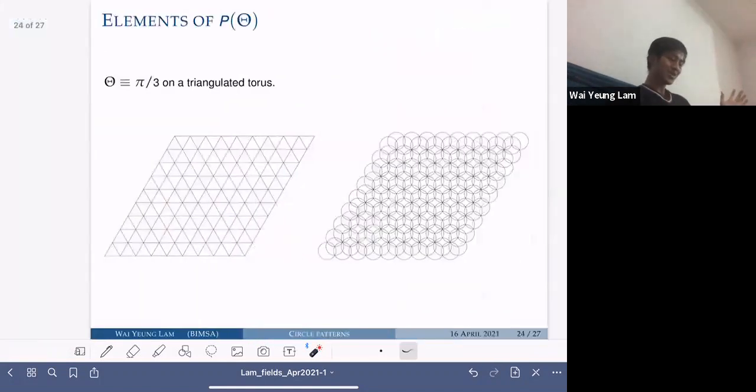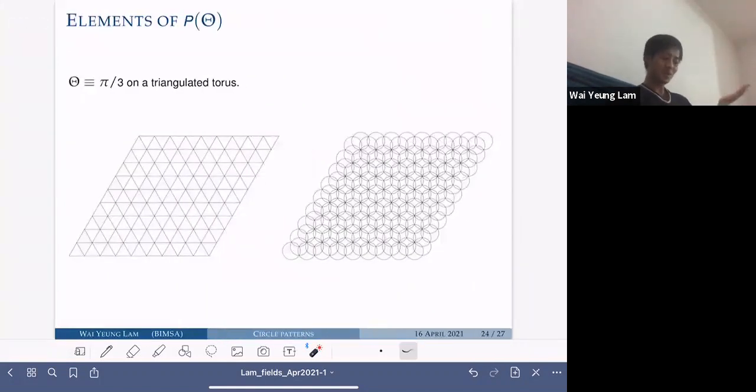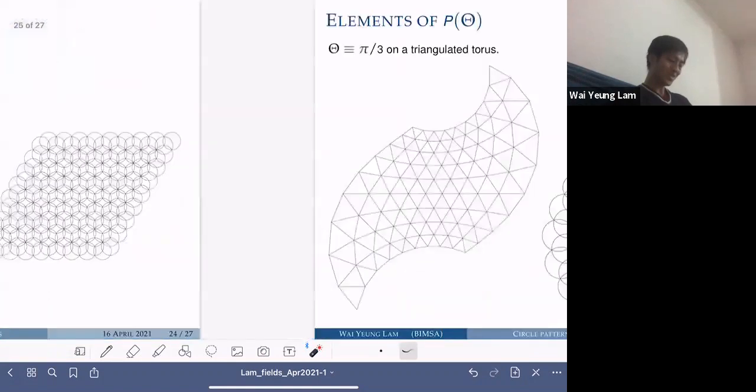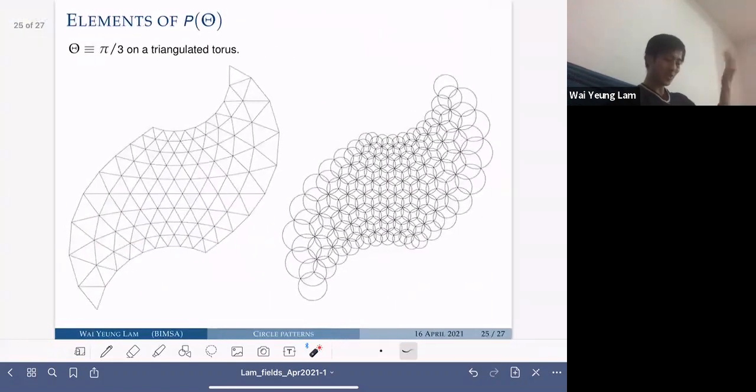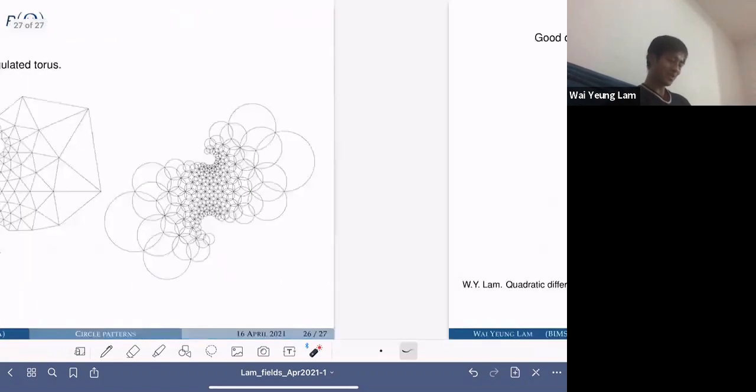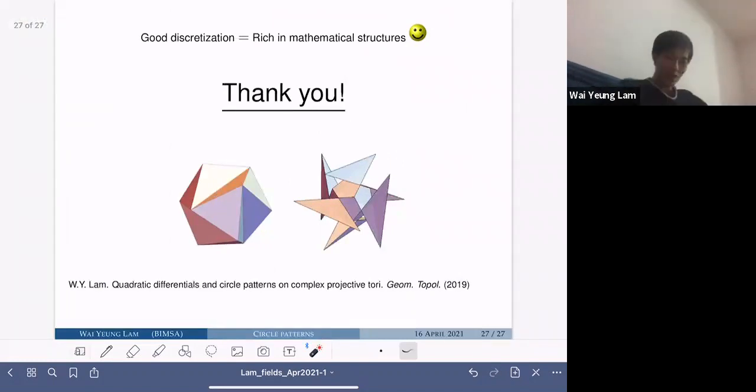Okay, so finally, here are some pictures, some elements of P theta. These are circle patterns on affine torus, and then some more pictures. I know that this talk is pretty heavy, but anyway, good discretization means it's rich in multiple structures. Thank you very much for your attention.